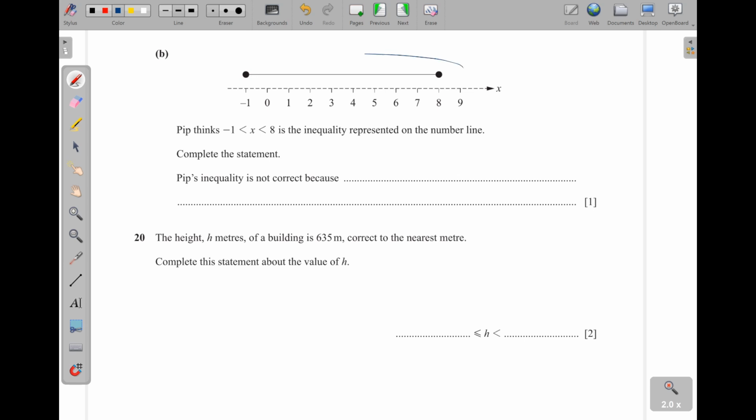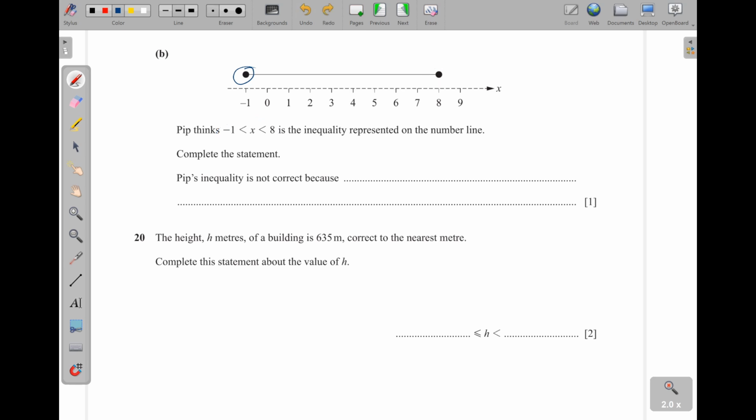Part B, we are given a number line here, and they are saying that Pip thinks -1 less than x less than 8 is the inequality represented on the number line. Complete the statement. Pip's inequality is not correct because, you can see here, -1 is inclusive and 8 is also inclusive because of these shaded circles. For this one, the circles would be open, just like that, not shaded.